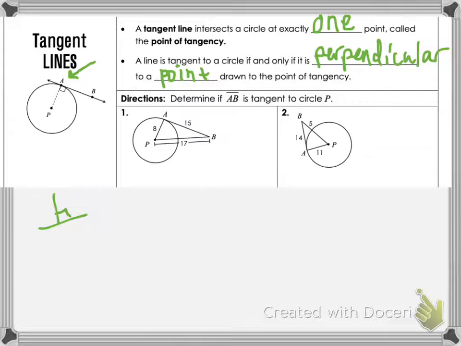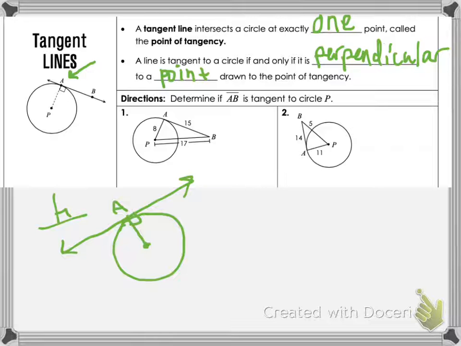So there's the basic definition for it. Just to illustrate that, if I have a circle and I have a line, if that line is perpendicular to the radius at this point where it touches the circle, then it is a tangent line. It's considered to be tangent to the circle at point A.